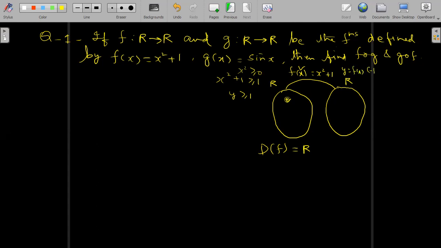That y belongs to this R, the codomain. So here these elements are denoted by y, and elements of the domain are denoted by x generally. So y will be greater than or equal to 1. Now try to understand, whatever you are putting here, the value of y will be greater than or equal to 1, not less than 1.